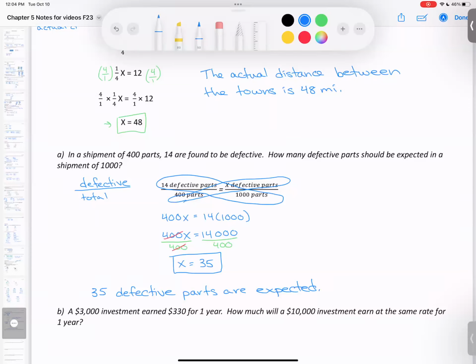Give this video a pause and try the next few. See if you can do B through F, and then come on back and we'll do them together.